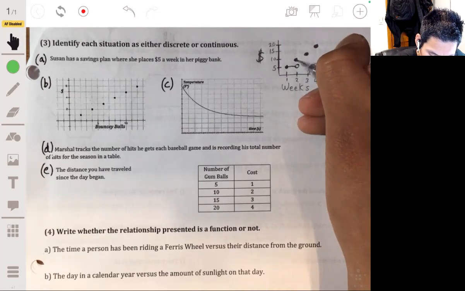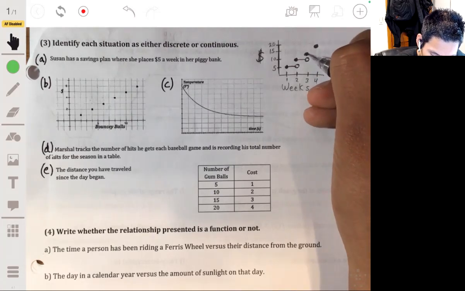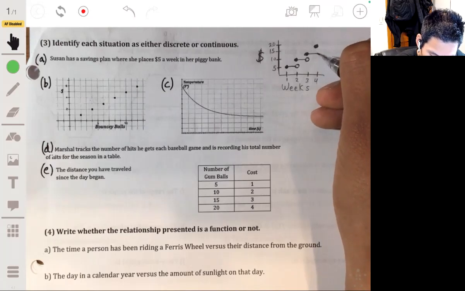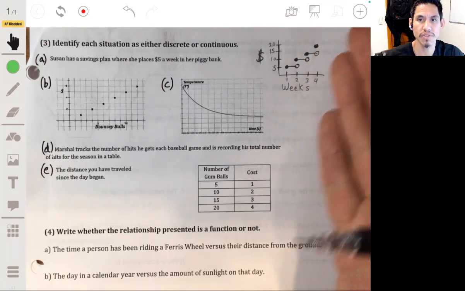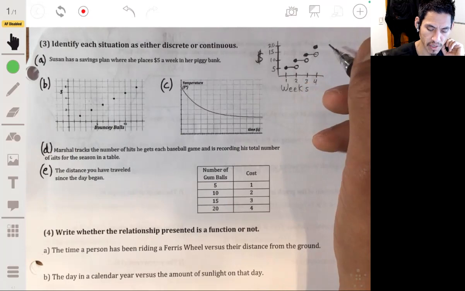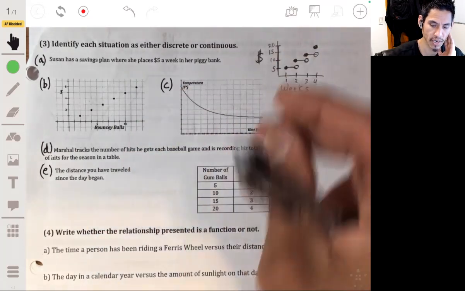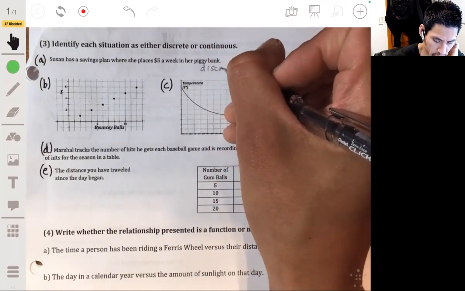Then she would jump to $10. And then it would be $10 all the way up to here, open circle here at week 3. Then she jumps to $15. Then she has $15 up until week 4, where she jumps from 15 to 20. See, the graph is jumping. This is also what's called a step function if you keep on going in your math life. But this is going to be a discrete graph or a discrete situation because it's broken up. You have gaps in it. So A will be discrete.